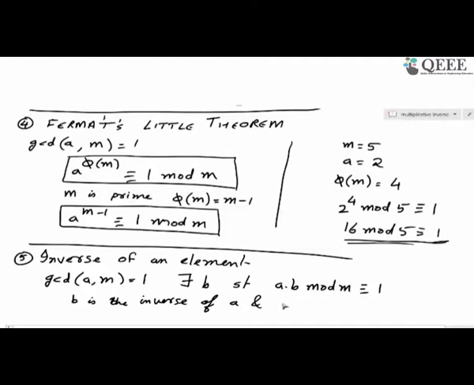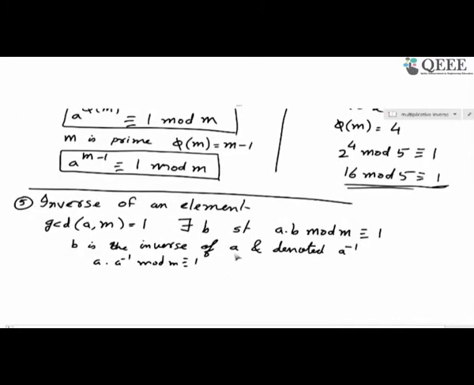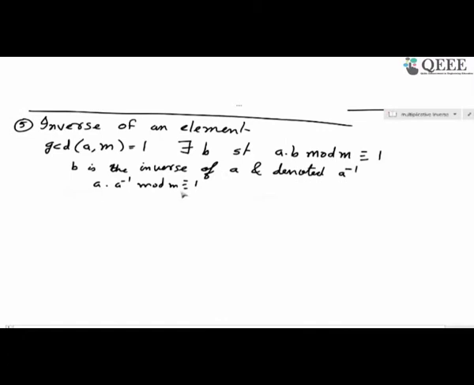So b is called the inverse of a and denoted a inverse or a minus 1. So we actually have something like a into a minus 1 mod m is congruent to 1. Okay. So from the modular arithmetic rules that we have seen previously, just for notation's sake, let me just keep this as a into b, where b is the inverse of a, mod m is congruent to 1.